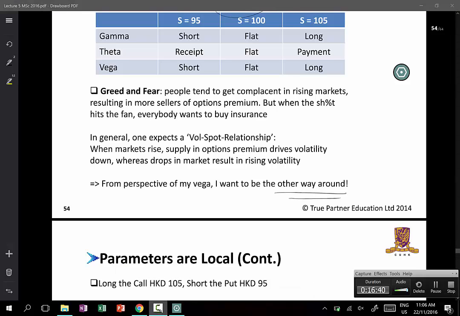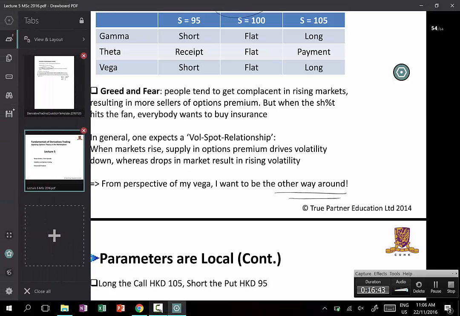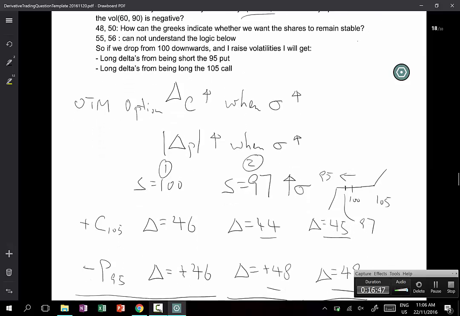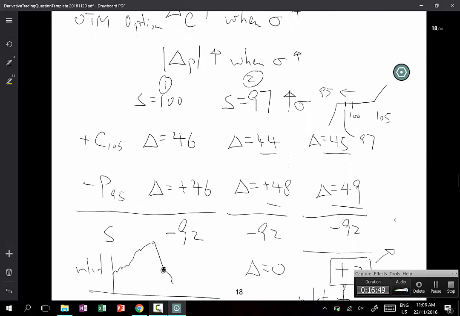I think that answers all the questions that are raised here. So this is now up to question 18 on page 18. Thank you.